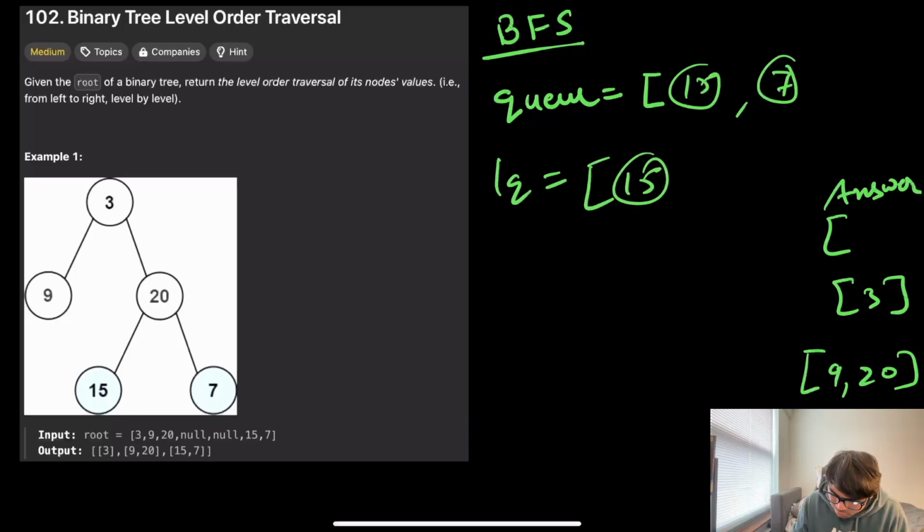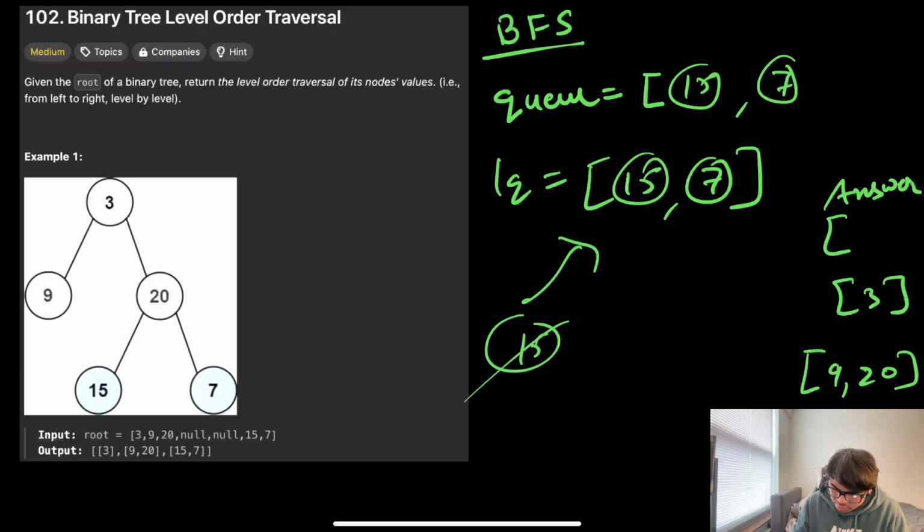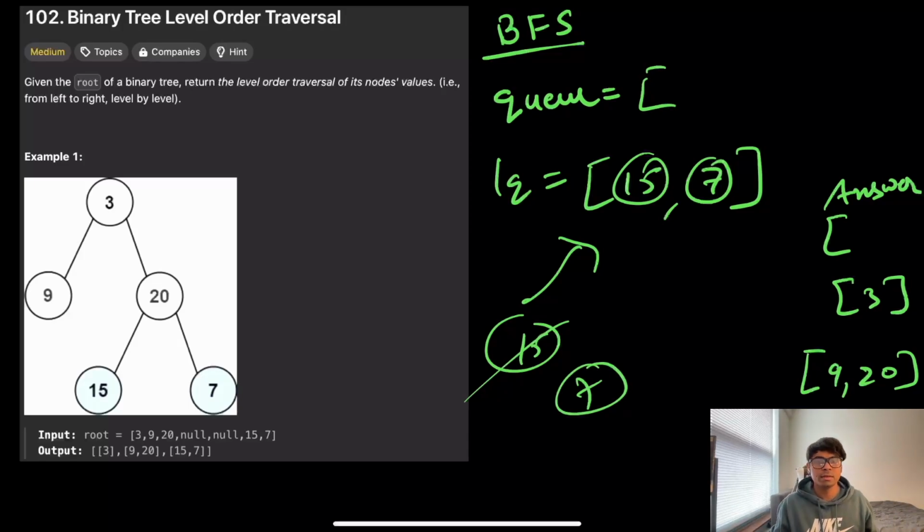I'll take the snapshot of this queue, and then I'll start processing that. But before that, I'll just add that to my answer also. And then finally 15 I'll process, nothing is done, so this is empty right now, and there is nothing to add after I'm done processing 7, because they don't have any children to process. So finally I will return the answer.